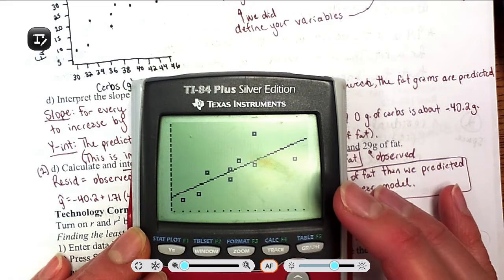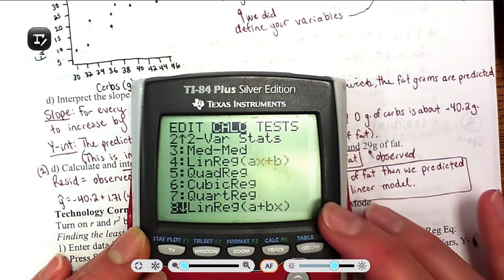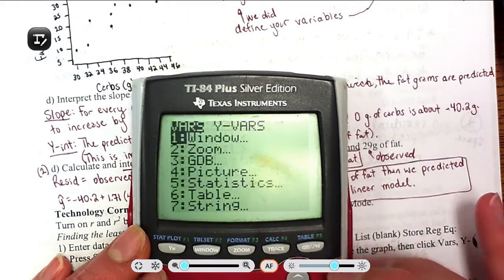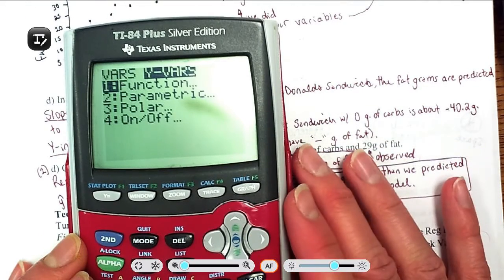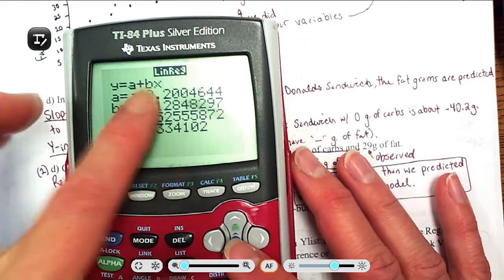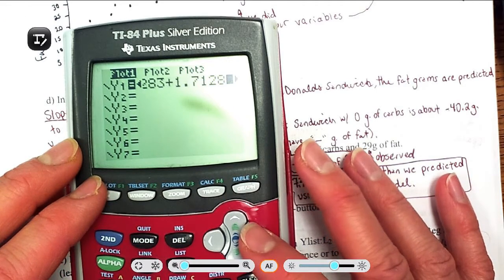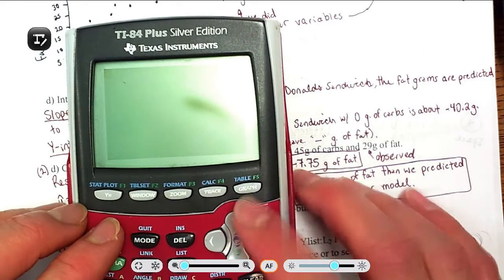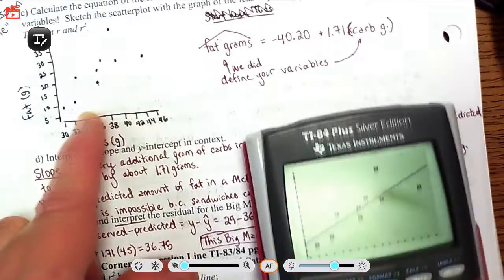Because I originally, in stat calc linear regression option 8, told it to store the regression equation in vars, yvars, function, y1, it did store that regression equation with all of its detail in my y1, plus 1.17x. Okay. So that's how I got that to show up there. Okay. The least squares regression line that would go through the middle of the points.